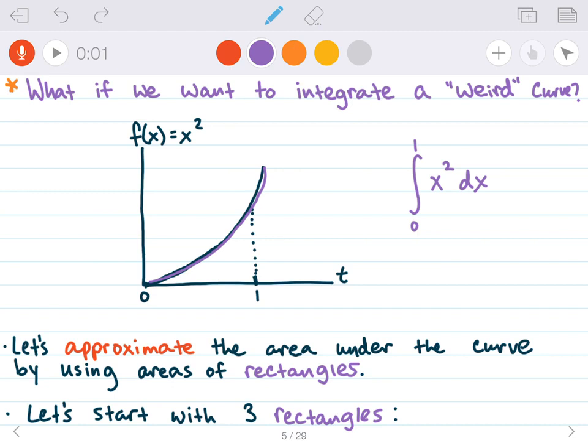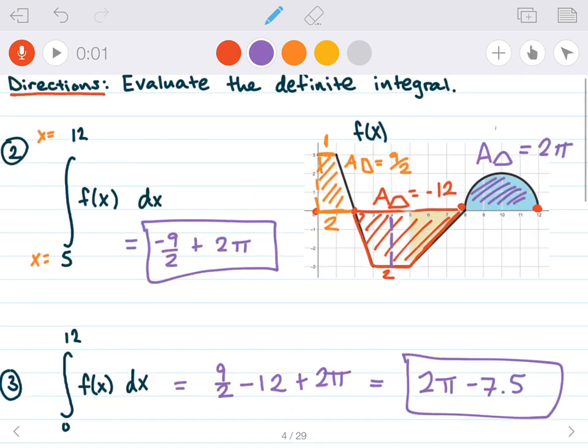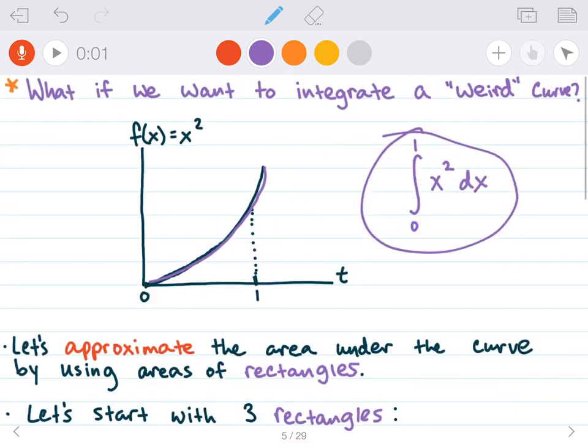If we're trying to integrate from 0 to 1 under the curve x squared, we can approximate. We can't get an exact answer quite yet. We will by the end of this lecture, but we can approximate. Here we got exact answers because of those geometric formulas. These were perfect geometric shapes, but here it's weird. So we're going to use the idea of approximating the area by using rectangles. Okay? So here's how we're going to do it.